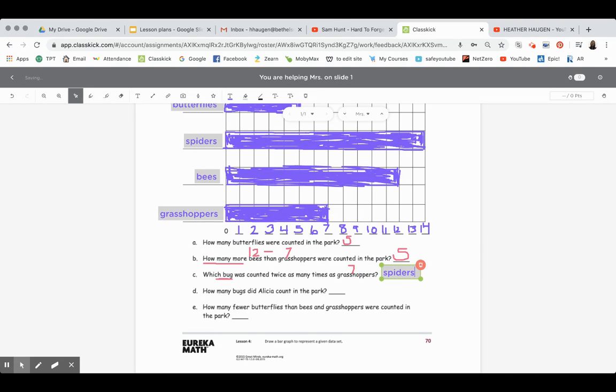So go ahead and write spiders in your packet for letter C. So you have to be really careful when you're looking at the question because this doesn't want to know the number 14. It wants to know which bug had the number 14. When we look at D, it says, how many bugs did Alicia count in the park?